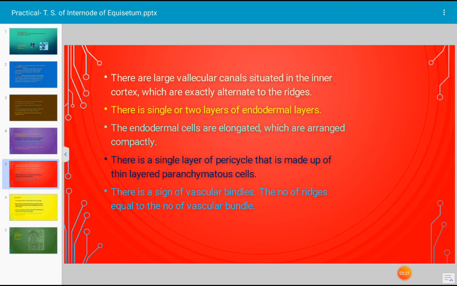There are single or two layers of endodermis. The endodermal cells are elongated and arranged very compactly. There is a single layer of pericycle. Pericycle is made up of parenchymatous cells, and this layer is very closely associated with the endodermis. The pericycle again gives mechanical support to the endodermis. Then there are vascular bundles, and the number of ridges is equal to the number of vascular bundles.